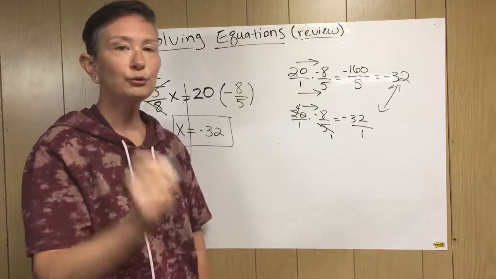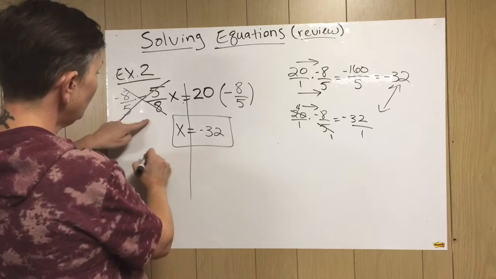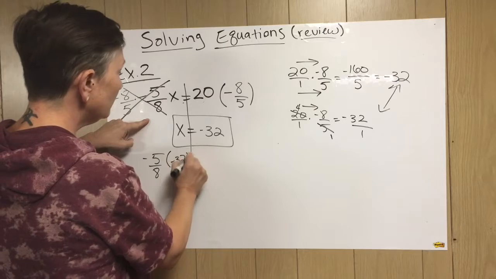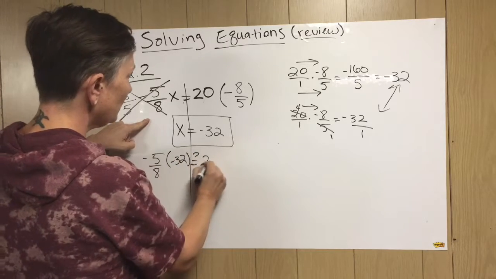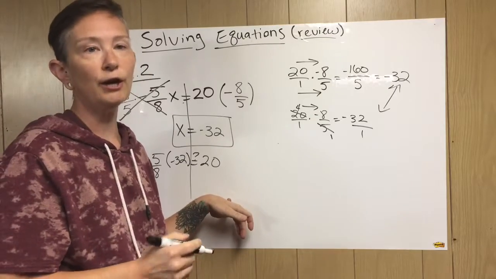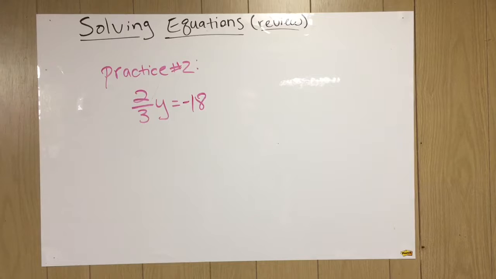So please make sure you substitute that solution back into your original equation. So back here we had negative 5/8 times negative 32. And then we want to put this in our calculator, so we'll pause to put that in there and check to see if that is equal to 20. It is now time for you to pause the video and practice number 2 in your notes.